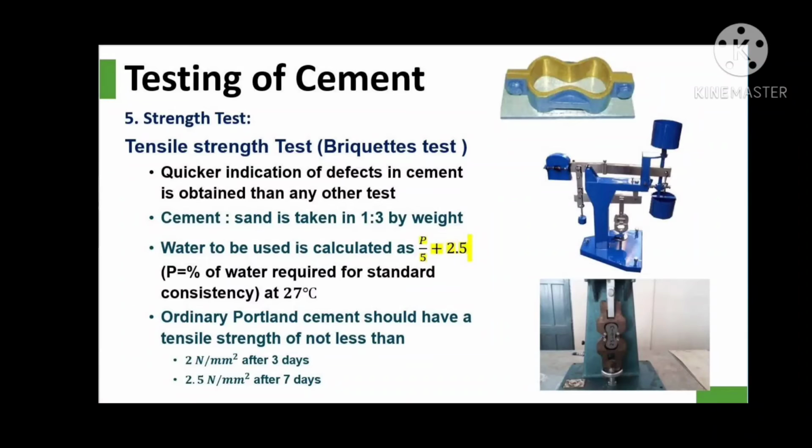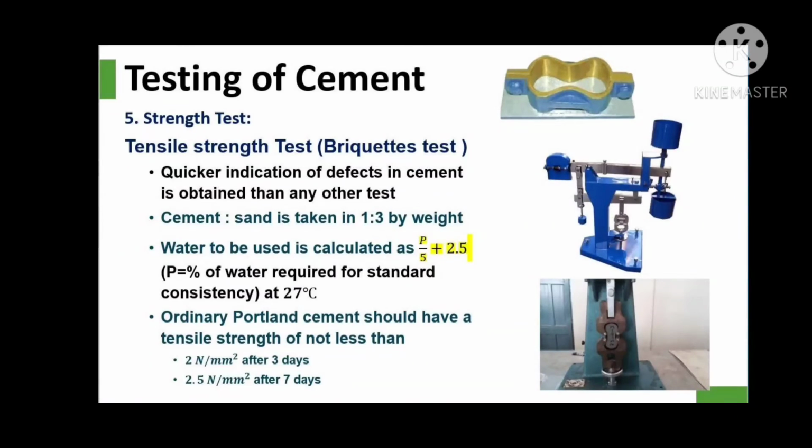Tensile strength test. Brickwork test. A quicker indication of defects in cement is obtained than by any other test. Cement and sand are taken in the proportion 1 to 3 by weight. Water to be used is calculated as P by 5 plus 2.5.